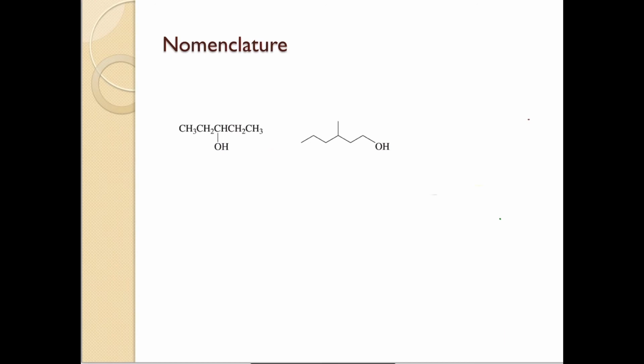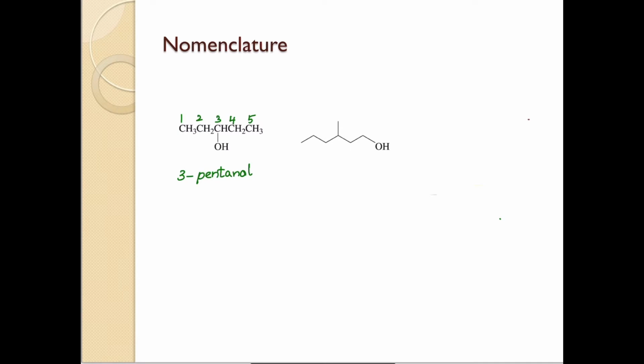Some more examples. For this compound right here, whether you count from left to right or from right to left, the OH group is still going to be on the 3rd position. So let's put the numbering on. So the OH group is on the 3rd carbon, right? So the name for this molecule is going to be 3-pentanol. Because there are 5 carbons, it should have pentanol, and because the OH group is present on the 3rd carbon, it's going to be 3-pentanol.